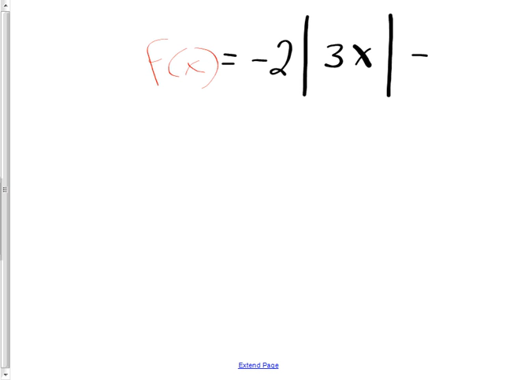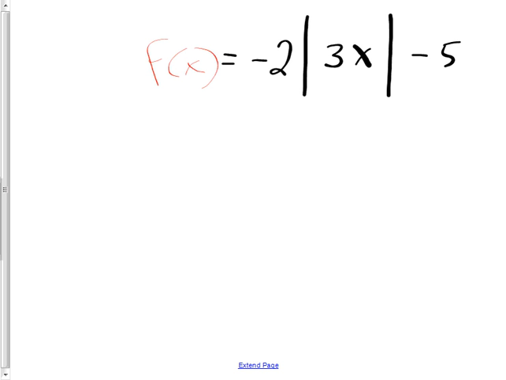All right, I'd like to give you one like that and see if you can handle it. Let's say f of x was negative 2 times the absolute value of 3x, absolute value minus 5.